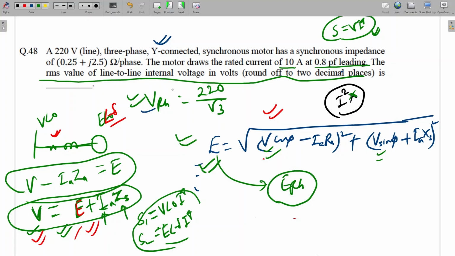But what is the question asking? What is the RMS value of line to line? So if we put this value in, it will be wrong. It has to be multiplied by root 3. This is a common mistake that students generally make.